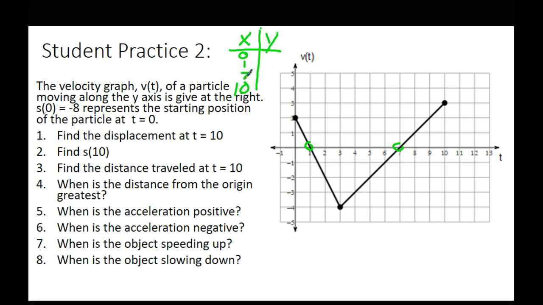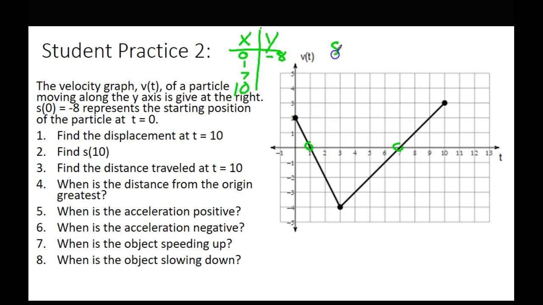So let's see. Now, what is the object's position at 0, Kirsten? T equals 0. -8. Yeah. Now we got to find the position at 1. So how do I do that?